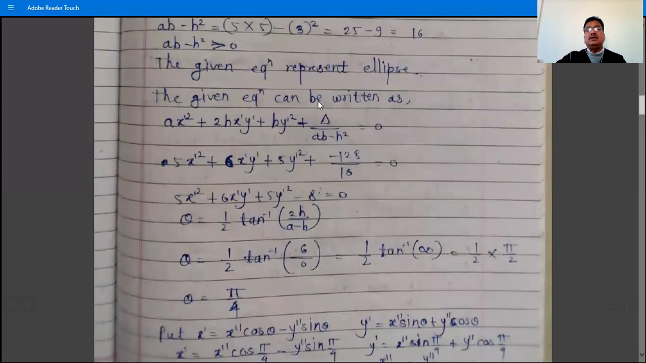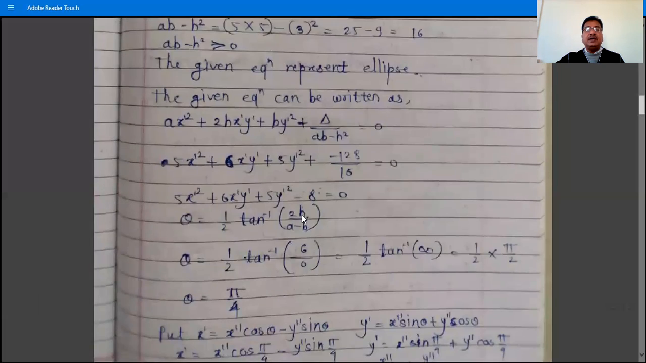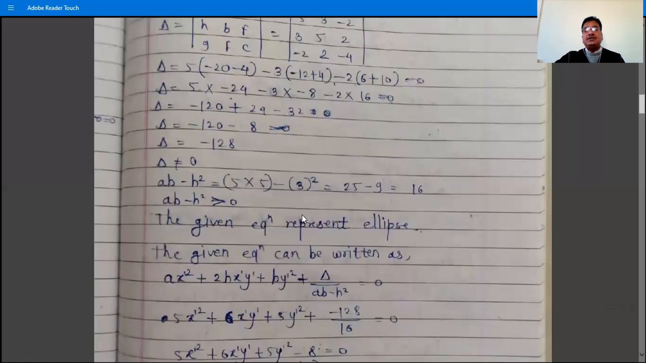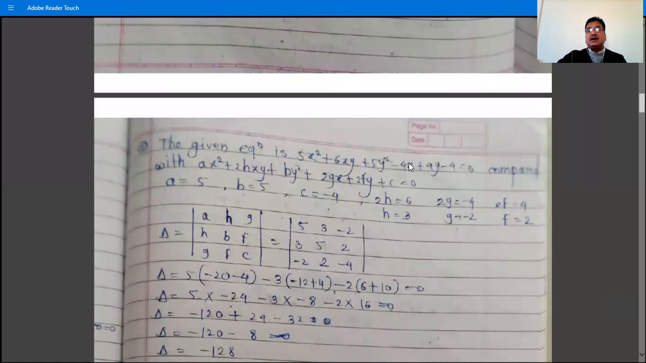So first, the given equation can be written as ax dash square plus 2hx dash y dash plus by dash square plus delta by ab minus h square is equal to 0. This is the formula that eliminates the linear terms, minus 4x and 4y. In order to remove these two terms, either find the center of the conic and then shift the origin to that center. And then what we have? We have the equation in which these two terms are deleted.